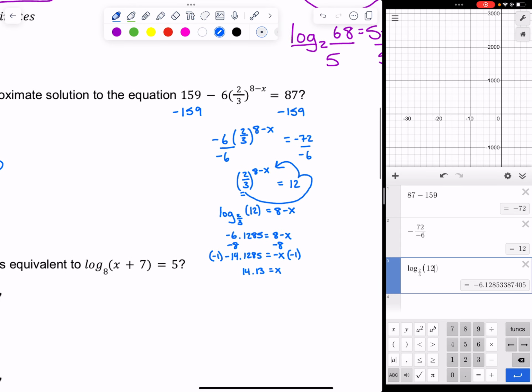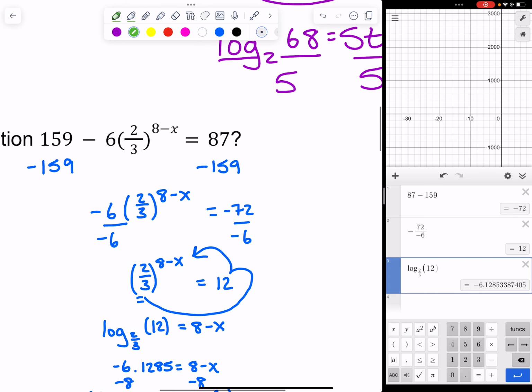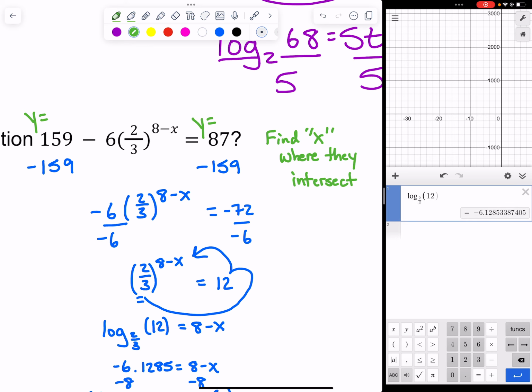You can also just type this directly into Desmos as a system of equations by typing in y equals what's on the left and y equals what's on the right. And then you want to find the x where they intersect is the way to solve it with Desmos. And we can also just check our answer that way. So it doesn't hurt to do it that way and make sure we haven't missed anything. So let's type in y equals what's on the left. So 159 minus 6 times 2/3 to the power of, and it's probably best to put this in parentheses, 8 minus x.